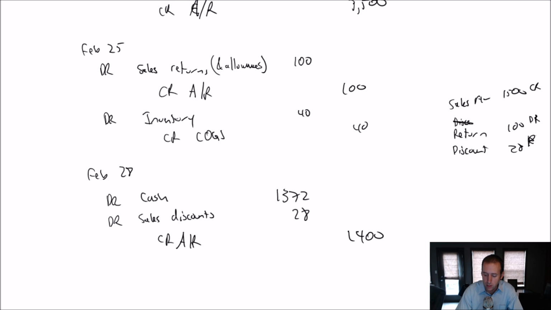So if I sum up these numbers, I end up at 1,372 in credits. Well, that's the net sales revenue, right? That's how much I actually really earned from the deal, even though I sold $1,500 worth of stuff, they returned 100 and they took a $28 discount. So my real sales is 1,372. So this is the number that winds up getting reported to shareholders when we prepare and look at financial statements.